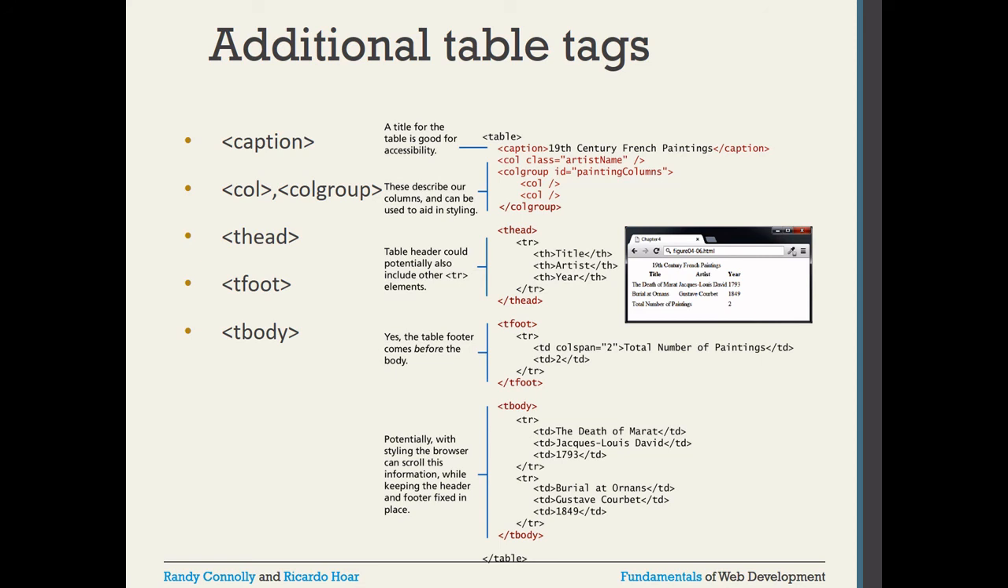And another thing is the tbody. This is generally useful with styling in the browser, and it can scroll the information while keeping the header and the footer fixed in place. So that is called a sticky kind of thing. In one place we can put the header and the footer, and if you want to scroll the other information, then we can go ahead with the help of the tbody. So these are the additional table tags that are more popular.